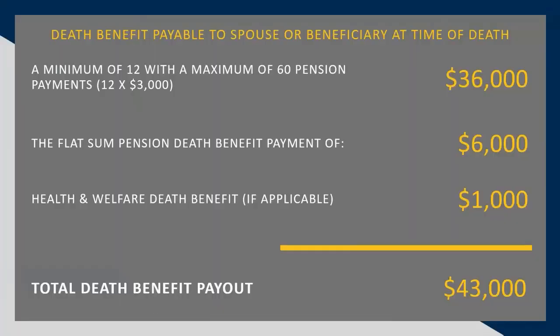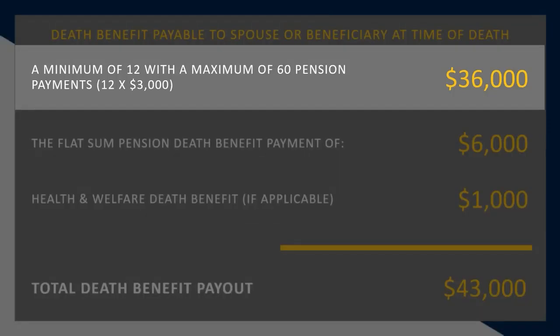Regardless of whatever type of survivorship option you choose under your pension at retirement, you should also note that there are death benefits that would get paid to your spouse or your beneficiary in addition to the joint and survivor options if you choose them. So if we're looking at Joe's situation, his pension was worth $3,000. There's a minimum of 12 months with a maximum of 60 pension payments that would get paid to Joe's spouse or his beneficiary at the time of his death. So at minimum, Joe's spouse or beneficiary would get $36,000, which is 1 year or 12 months at the $3,000.